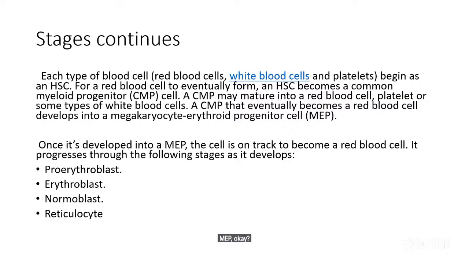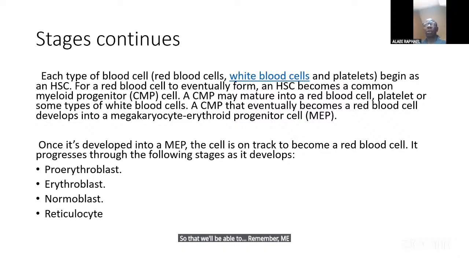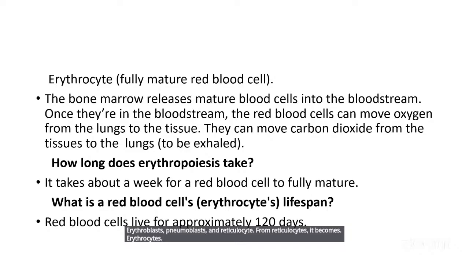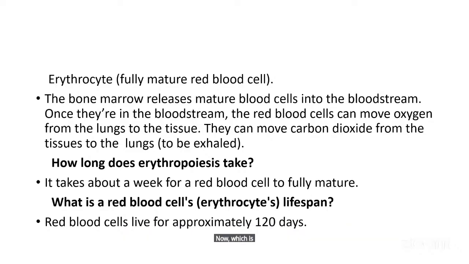If it's going to come up in our objectives, they will let us know so that we'll be able to remember. MEP is the megakaryocyte erythroid progenitor cell. Once it has developed into MEP, the cell is on track to become a red blood cell. It progresses through the following stages as it develops: pro-erythroblast, erythroblast, normoblast, and reticulocyte. From reticulocytes, it becomes an erythrocyte, which is a fully mature red blood cell.